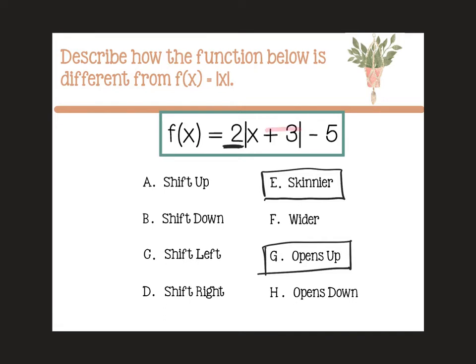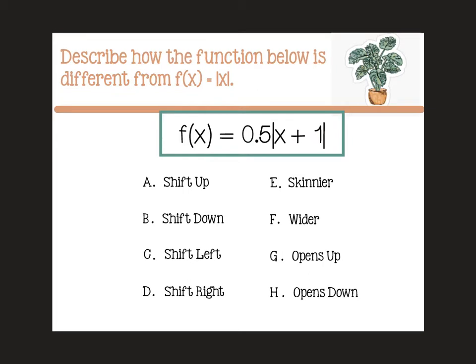Moving on, I see this plus 3. Remember, inside the absolute value symbol, it always does the opposite. So typically we think plus would mean right, but in this case it really means left. And then lastly, we have this minus 5, and minus 5 would mean shift down.